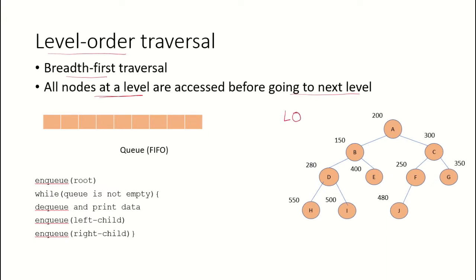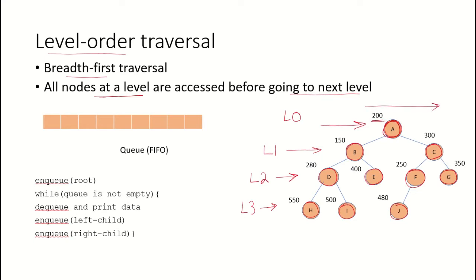So if we start from the root node, which is at level 0, all nodes at level 0 will be accessed. Now we know that at level 0 there will be only the root node. Then all nodes on level 1 will be accessed, so B and C would be visited. Then we go to the next level, level 2. So nodes D, E, F and G will be visited, and then we will go to level 3, nodes H, I and J will be visited. So this is why it is called breadth first, because we are visiting the breadth of a tree before going deeper down.